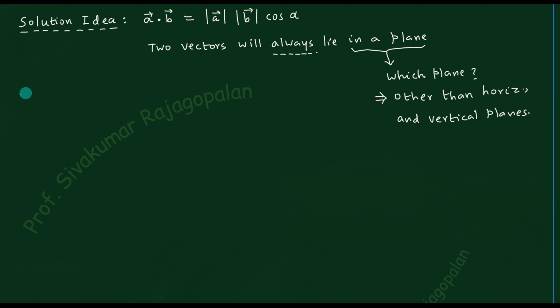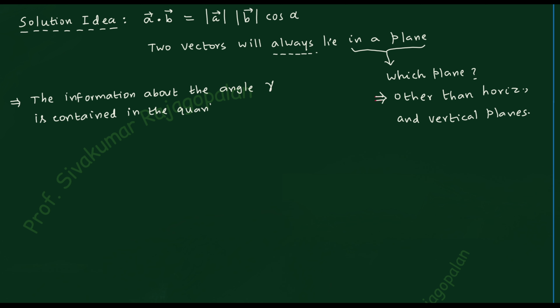How to proceed is very clear. I already told you the hint. The hint is the information about the angle. Where is the information about the angle? It is available, or contained, inside the quantity of the dot product. So which quantity? A dot b.